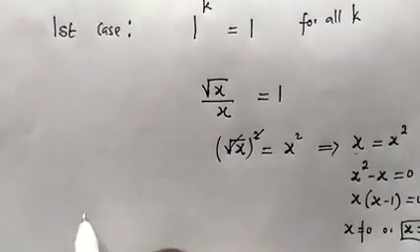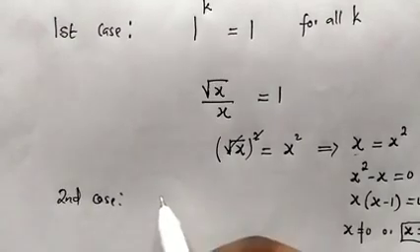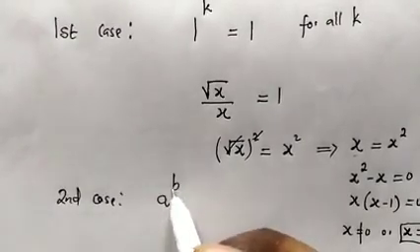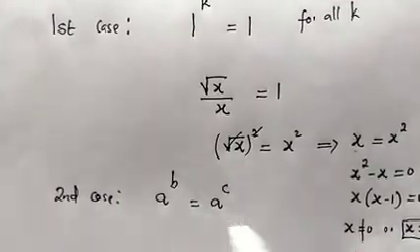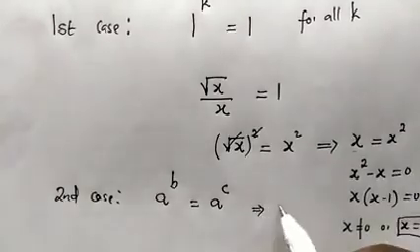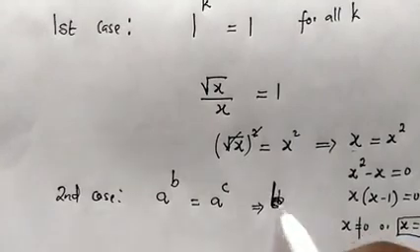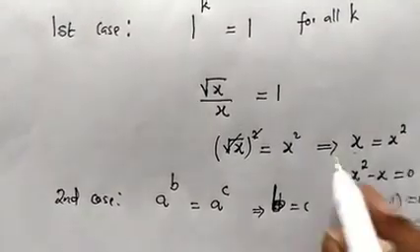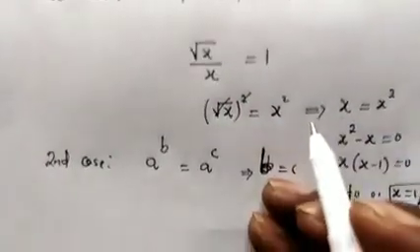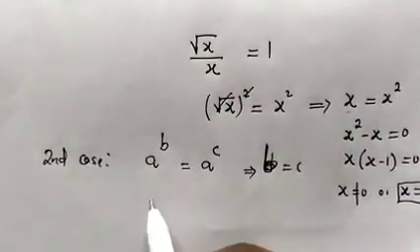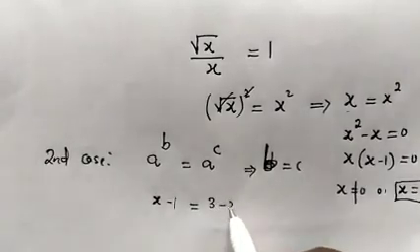And then we have our second case here. Our second case is when we have a raised to the power of b equal to a raised to the power of c. Since we have the same base, this implies that b is equal to c. So using that idea, we have the same base, so we're going to equate the exponents. This is going to give us that x minus 1 is equal to 3 minus x.